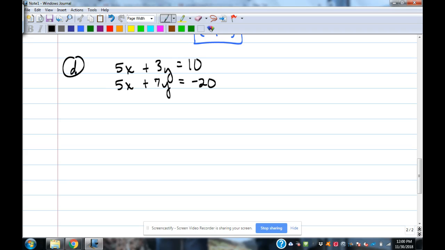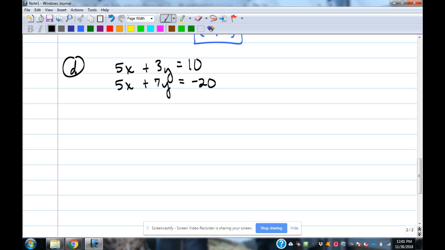5x plus 3y is equal to 10. 5x plus 7y is equal to negative 20. Can they cancel? What's positive 5 plus positive 5? 10, not 0. So they don't cancel out. They're not opposites. They're the same number, but they're not opposites. When we're doing elimination, what do we have to have? We got to have opposites. Opposites are what eliminate one another.